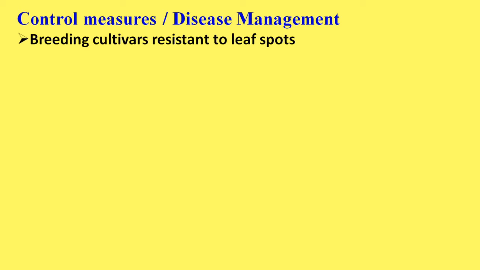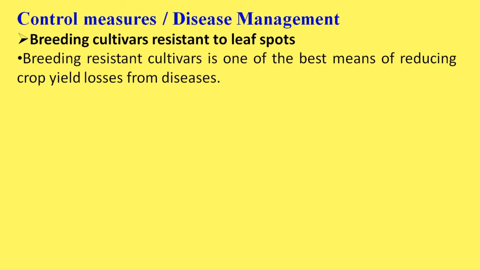Breeding cultivars resistant to leaf spot is one of the essential processes, because it is believed that breeding resistant cultivars is one of the best means of reducing crop yield losses due to fungal pathogen-caused diseases. It is an important strategy particularly well suited to help small-scale farmers of the semi-arid tropics, who generally lack the financial resources and technical expertise which are always required to use chemical control methods effectively.